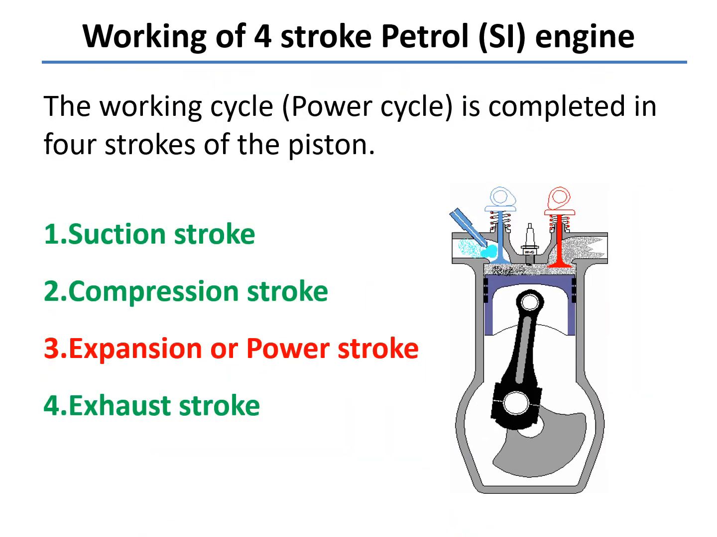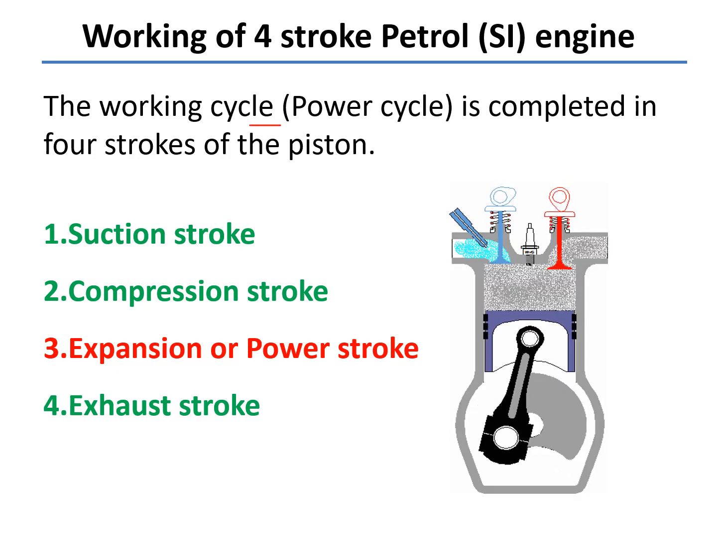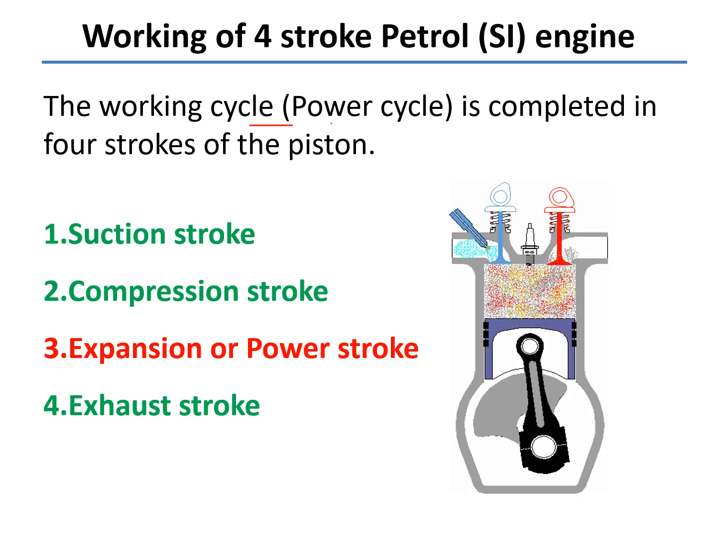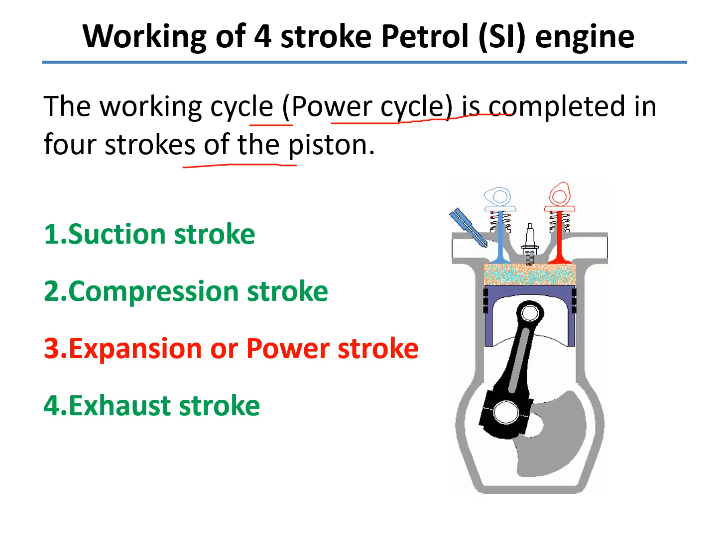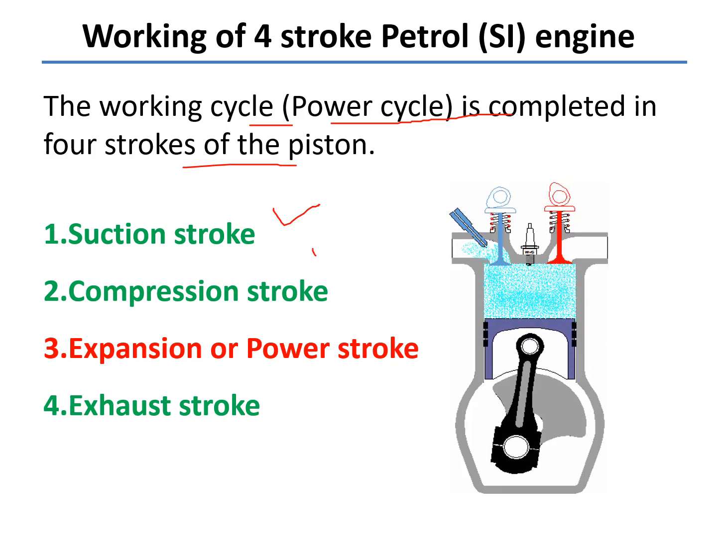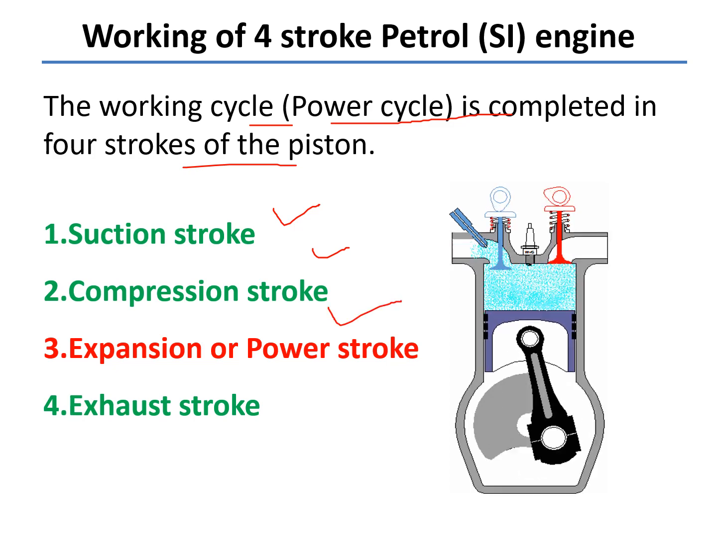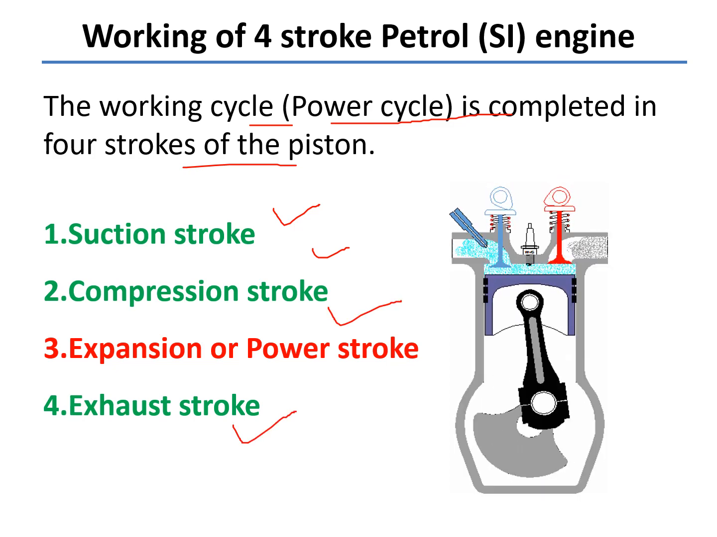So now I will explain again to make the concept more clear. One power cycle or working cycle is completed by the 4 strokes of the piston: suction, compression, expansion or the power stroke, and at last the exhaust stroke. Okay.